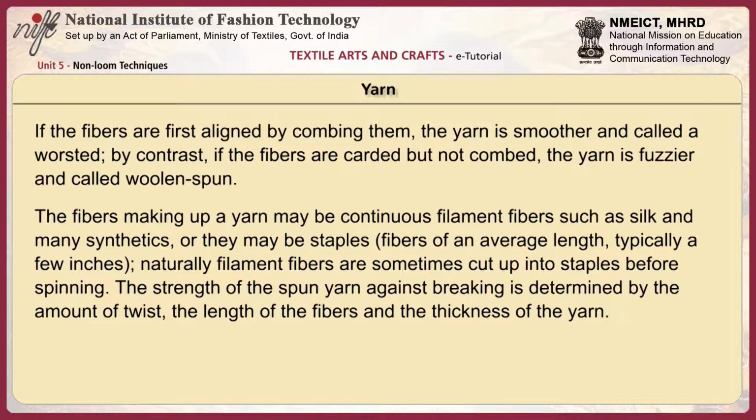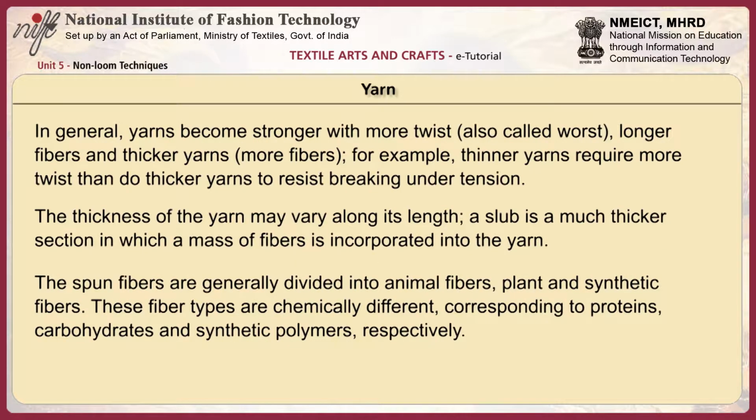The strength of the spun yarn against breaking is determined by the amount of twist, the length of the fibers, and the thickness of the yarn. In general, yarns become stronger with more twist, also called worst, longer fibers, and thicker yarns, that is more fibers. For example, thinner yarns require much more twist than do thicker yarns to resist breaking under tension. The thickness of the yarn may vary along its length. A slub is a much thicker section in which a mass of fibers is incorporated into the yarn.